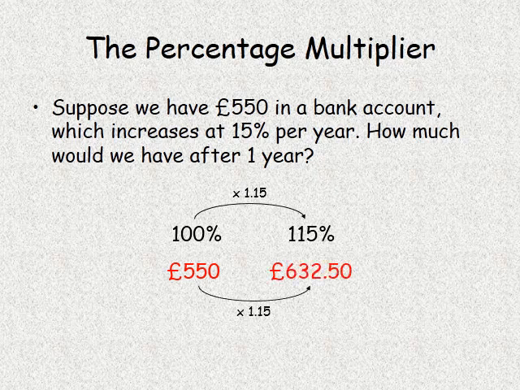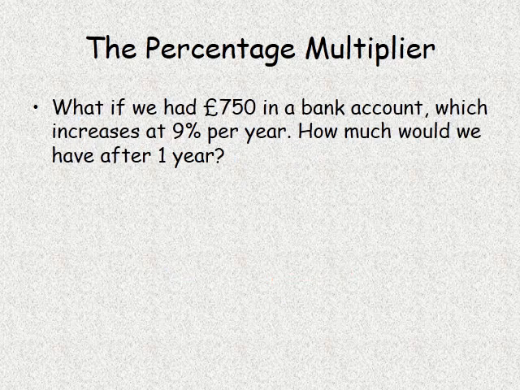And the answer that we get is £632.50. So in the exam situation you must show this as a long multiplication. So you would multiply 550 by 115 and put in the 2 decimal places. So I'm going to go through a number of examples.